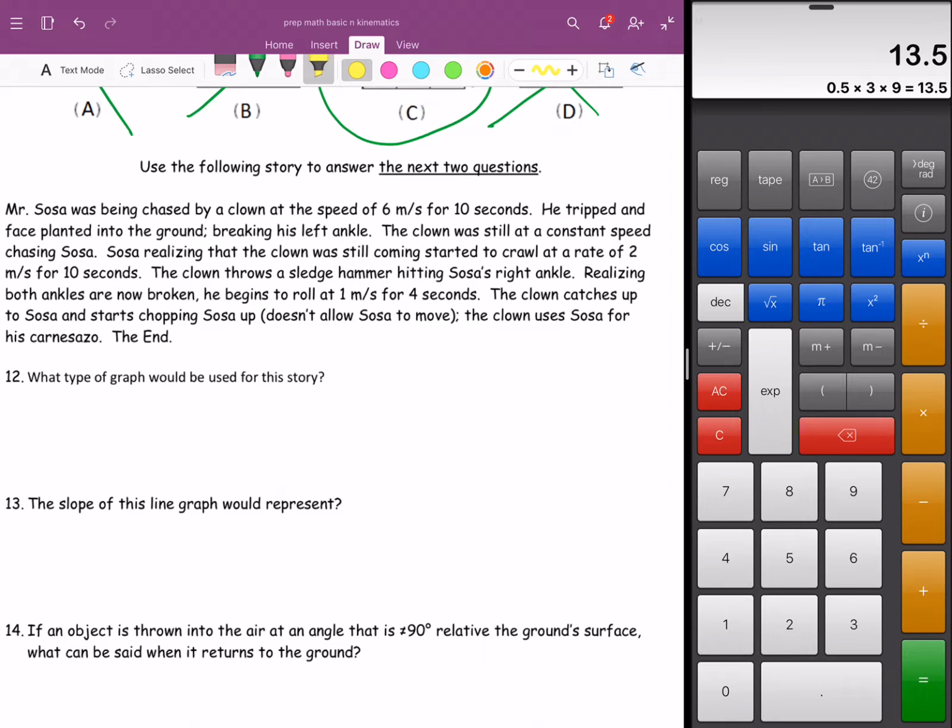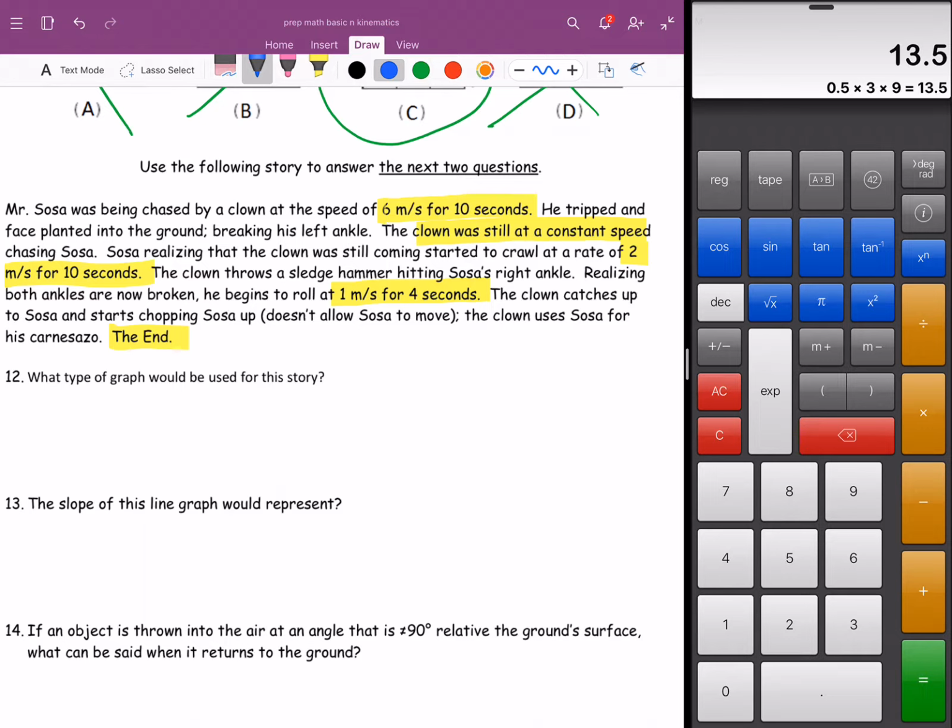Now I'm being chased by a clown. 6 m/s for 10 seconds. Tripped. Face plants into the ground. Clown is a constant speed. Now I begin to crawl at 2 m/s for 10 seconds. Afterwards, due to an injury, I am now at 1 m/s for 4 seconds. And that's the ending.